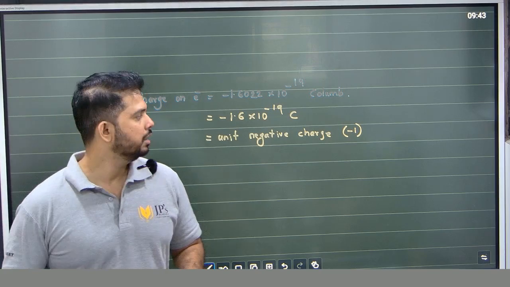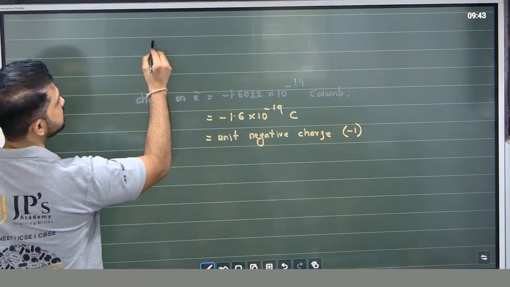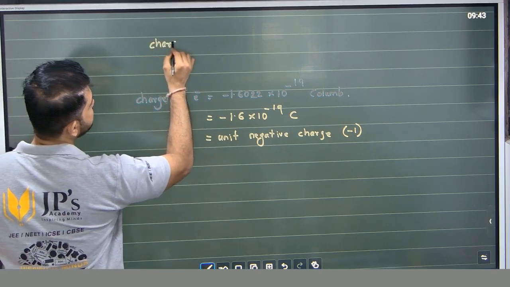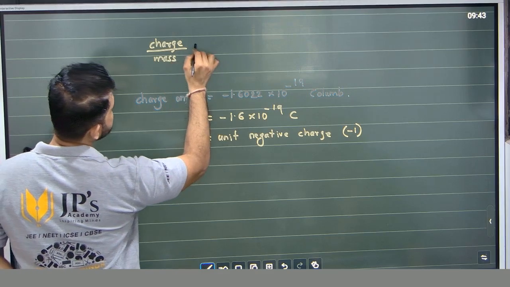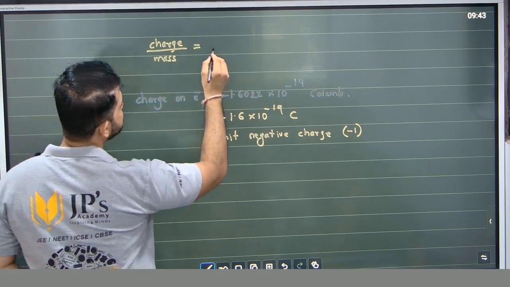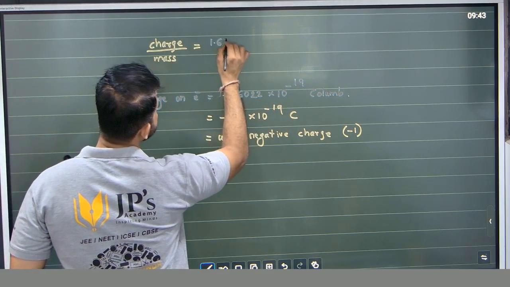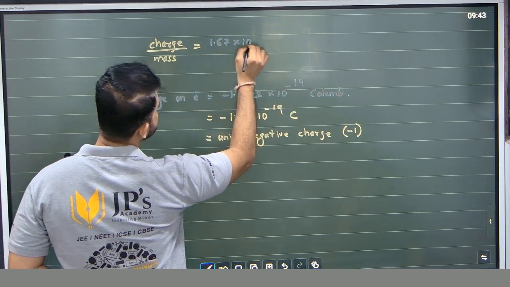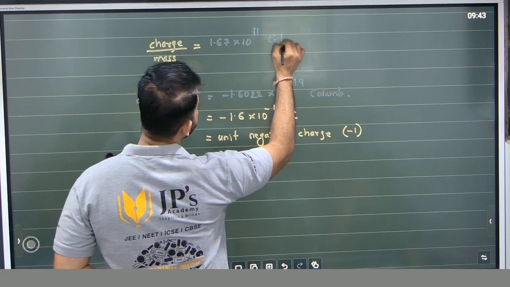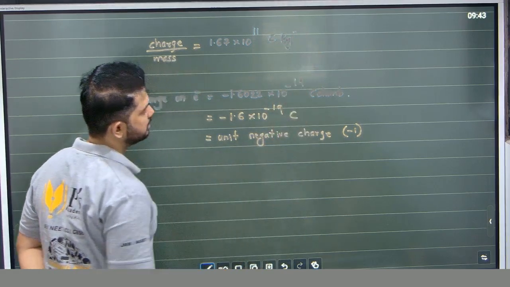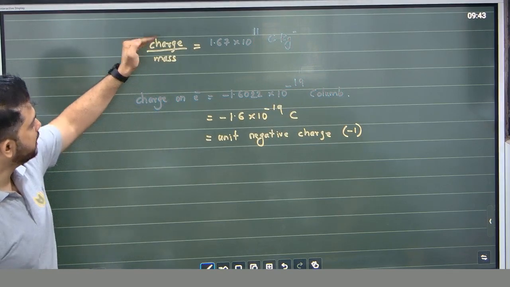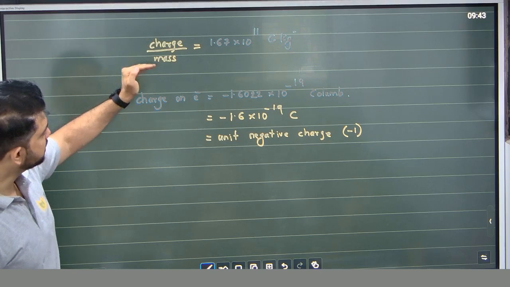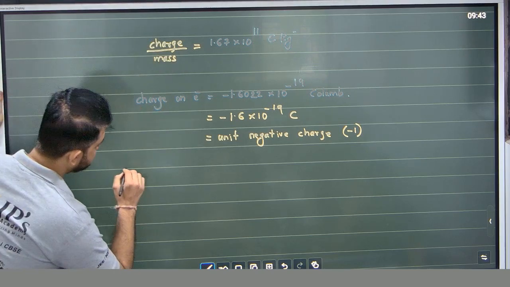Now, we have charge to mass ratio. How much was the charge to mass ratio? Anyone remembers the value? 1.67 into 10 raised to 11 coulomb per kg. That was the charge to mass ratio. We have the charge on the electron. So we have the charge, we have the charge to mass, so what can we calculate now, people?